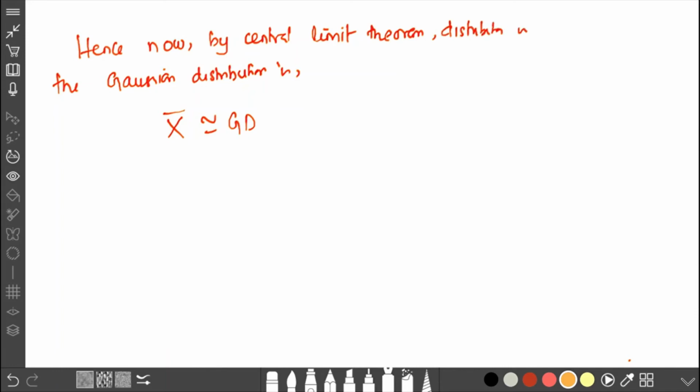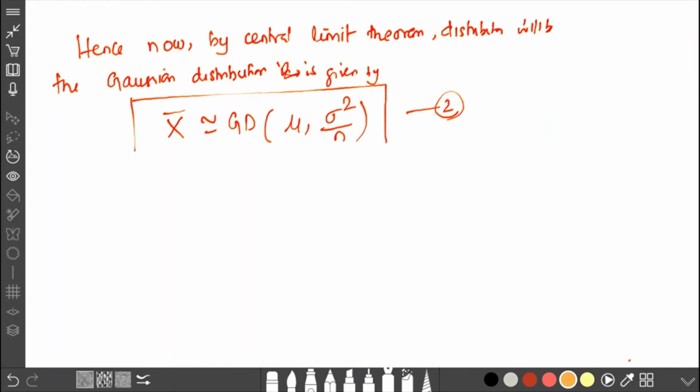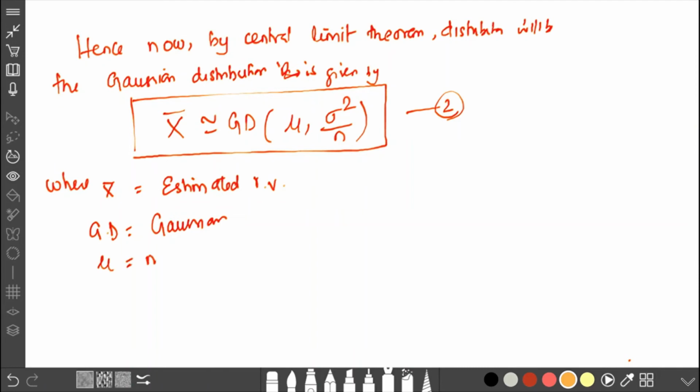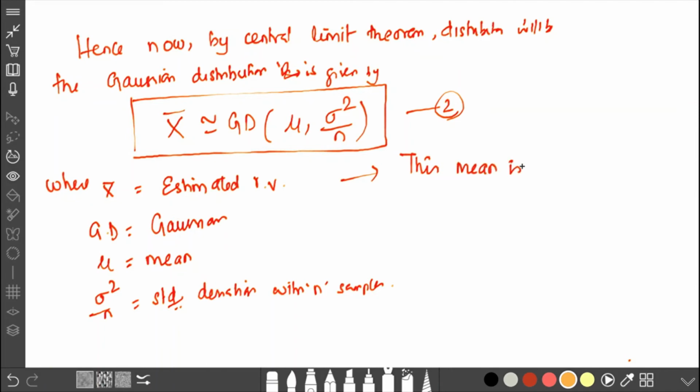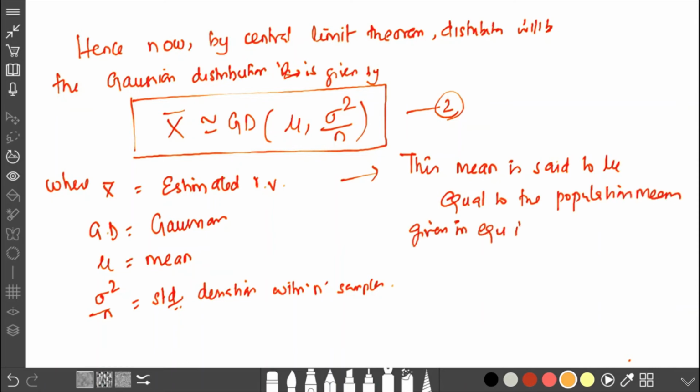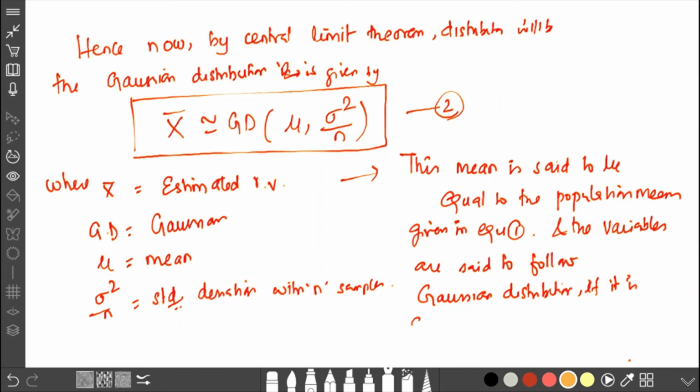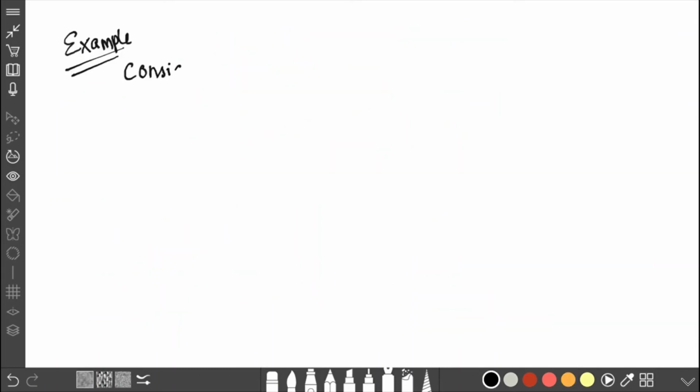Hence, by the central limit theorem, the Gaussian distribution given in equation number 1 now becomes x bar approximately equivalent to a Gaussian distribution with mean mu, which is the population mean taken in equation number 1, and variance sigma square by n, for whatever number of sample points we take. Here x bar is the estimated random variable, that is the mean we have estimated for each of the random variables distributed around the population mean, and the variance relates to the standard deviation with n samples. Both, with respect to equation number 1, are said to follow a Gaussian distribution.